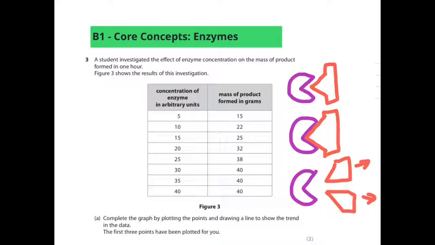And then the dependent variable, what we're measuring, not the independent, what we're changing. Independent always goes in the first column, dependent in the next. Dependent, what we're measuring is the mass of product in grams, so 15, 22, 25. You can see this doesn't go up in the same sort of regular steps, but there is a pattern. It's going up, up, up, up, and then it's leveling off, it's staying the same.